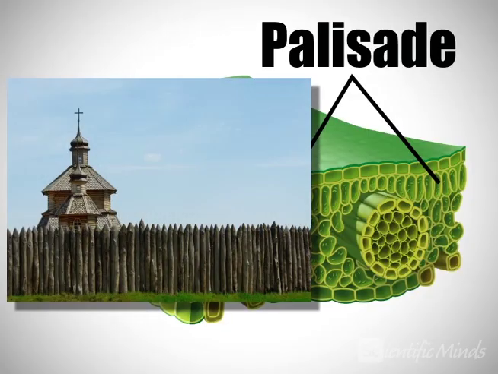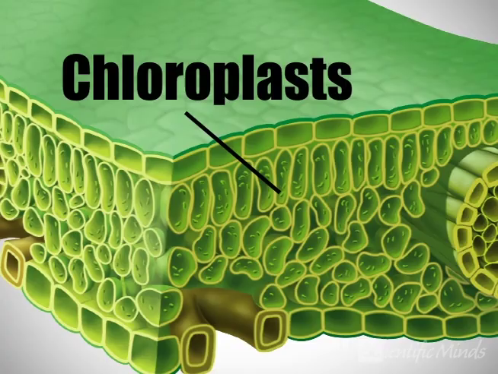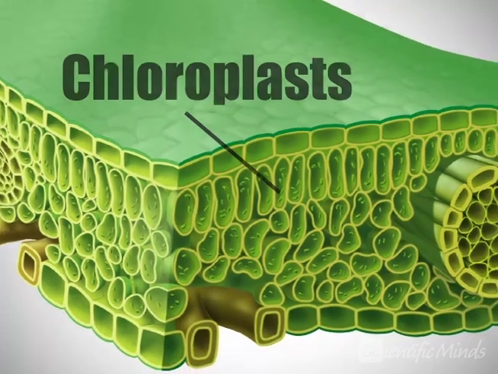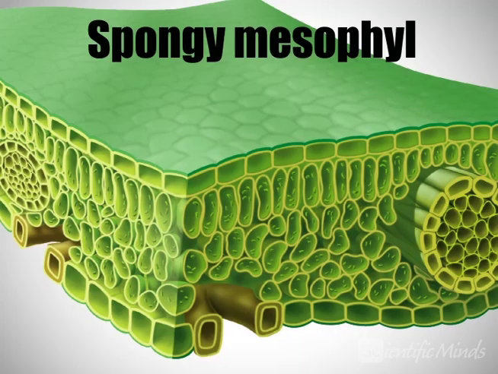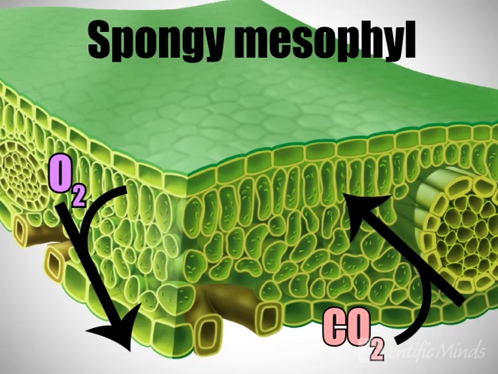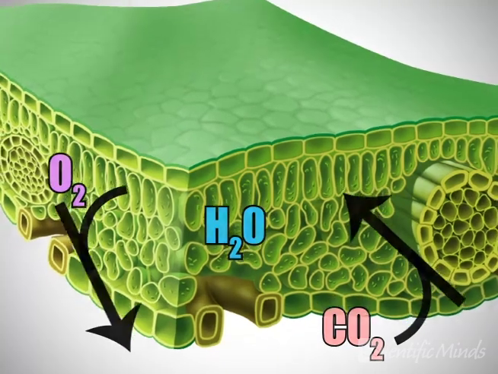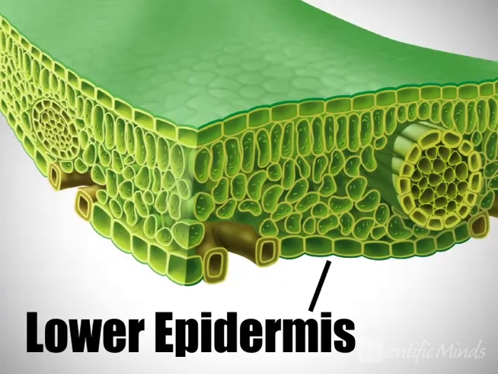Think of a palisade or wall surrounding a fortress. These cells are filled with chloroplasts and carry on most of the photosynthesis in the leaf. The next layer, the spongy layer, contains cells that are irregular in shape. These cells are loosely packed, so carbon dioxide, oxygen, and water vapor can move in the airspace around them. The bottom layer of a leaf, the lower epidermis, resembles the upper epidermis.